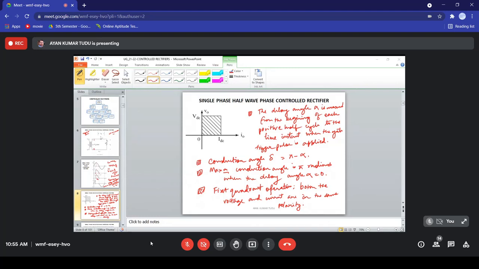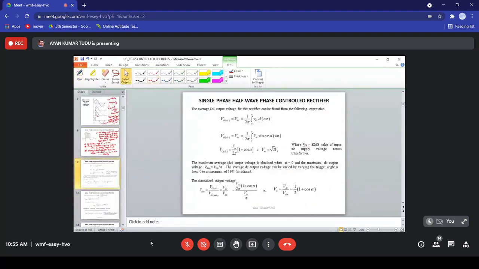If you recollect, in our last class on uncontrolled rectifiers also, we found out the performance parameters. So obviously the first one will be our average DC voltage. As you can see, we'll be finding out the average DC voltage for this rectifier, which is V0 DC equal to Vm by 2 pi into (1 plus cos alpha). Okay, you may just check it. Where Vm is equal to root 2 into Vs, where Vs is the RMS value of the input AC supply voltage across the transformer.